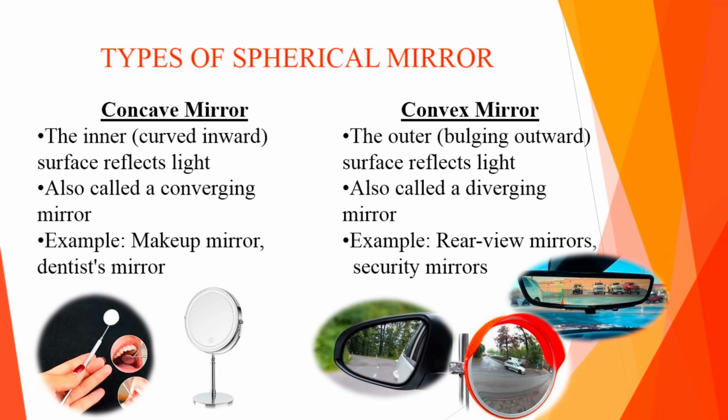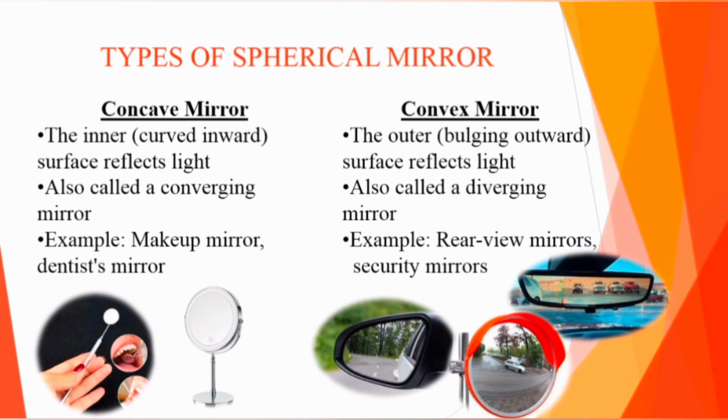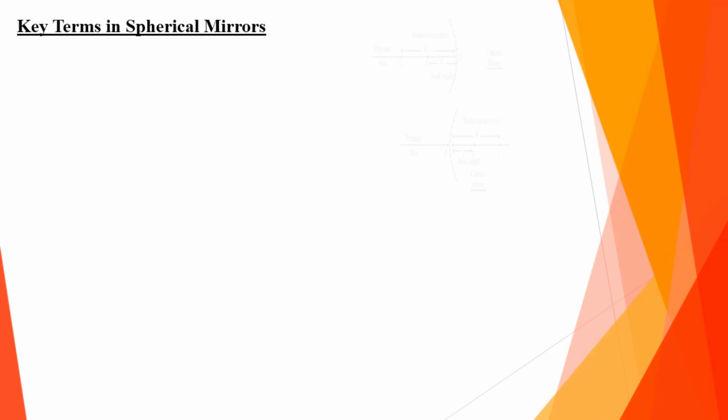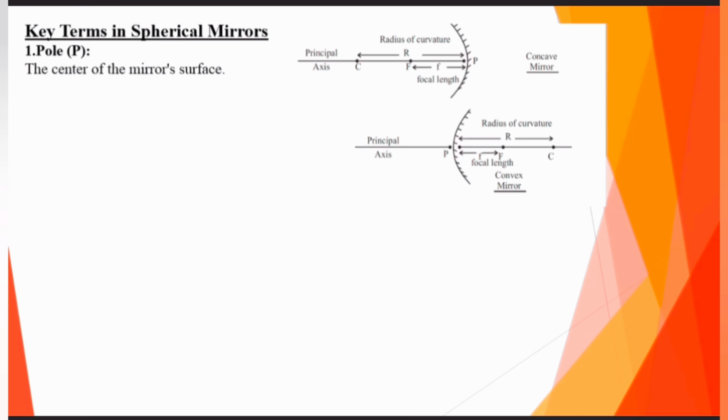Next, let us see what the key terms in spherical mirrors are. Consider the diagram. The first is the concave mirror and the second one is the convex mirror. The key terms are the same for both mirrors. First is the pole, represented by the letter P. This is the center point of the mirror's curved surface. So the pole is the center of the mirror.